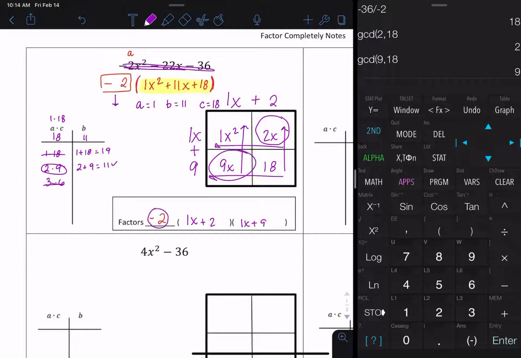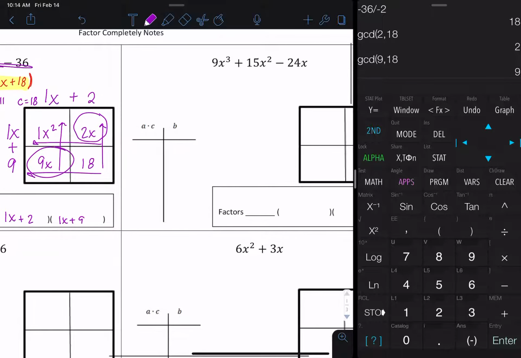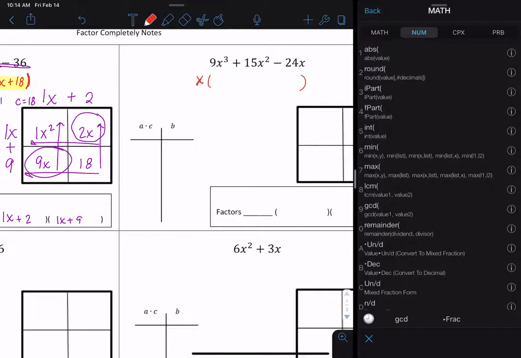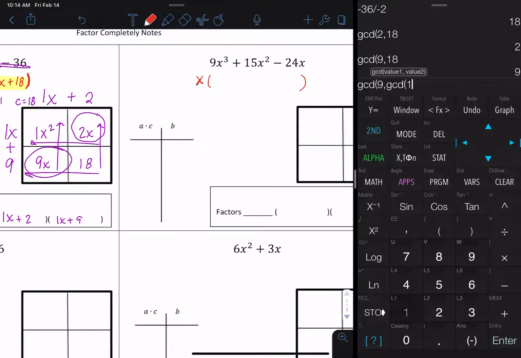All right? Okay, example number 2. The first thing that I noticed in example number 2 is that all 3 terms have an x. So I know that my GCD is going to include an x. But I also need to see if there's a GCD amongst the numbers 9, 15, and 24. Remember, do not type the negative. So I'm going to go to math, GCD, 9, comma, math, GCD, 15, comma, 24. Close it twice. So the GCD is 3. So I have a 3 and an X in my GCD.